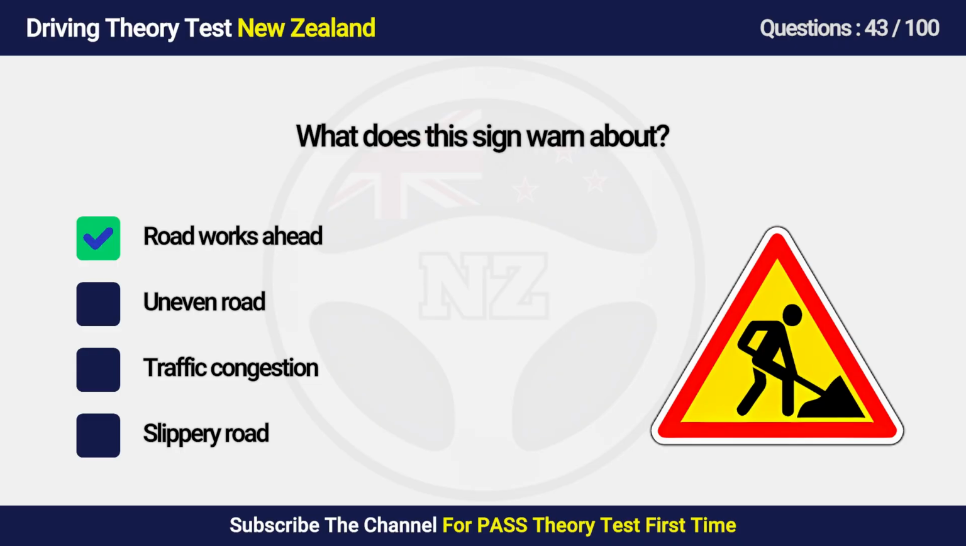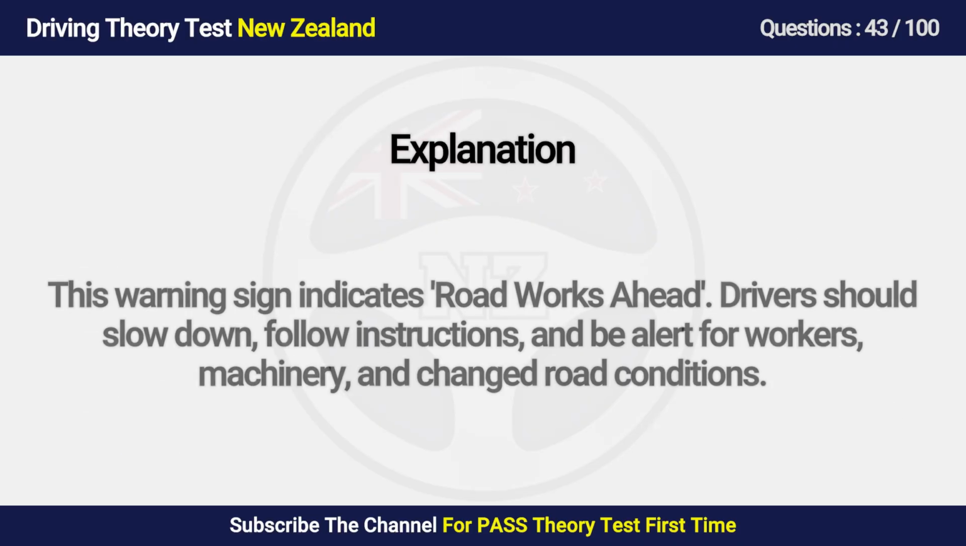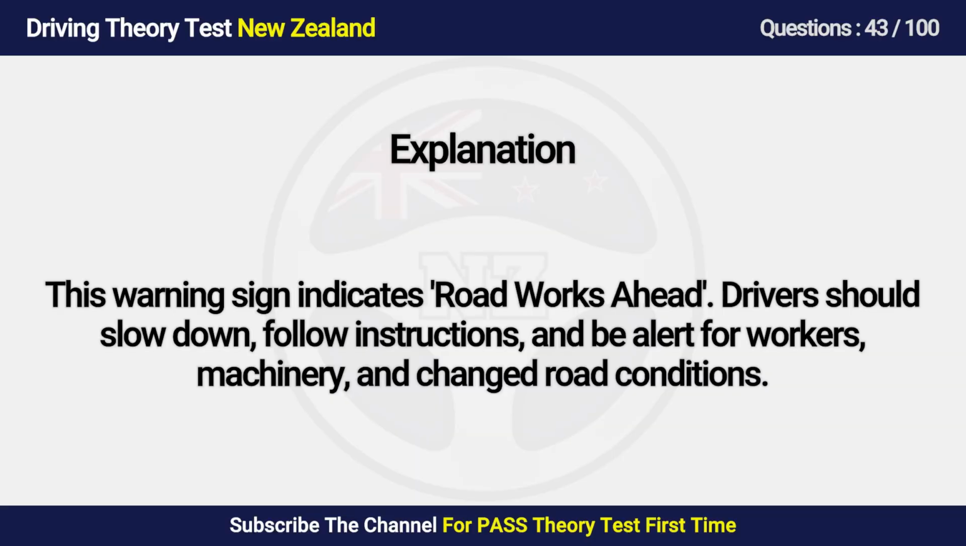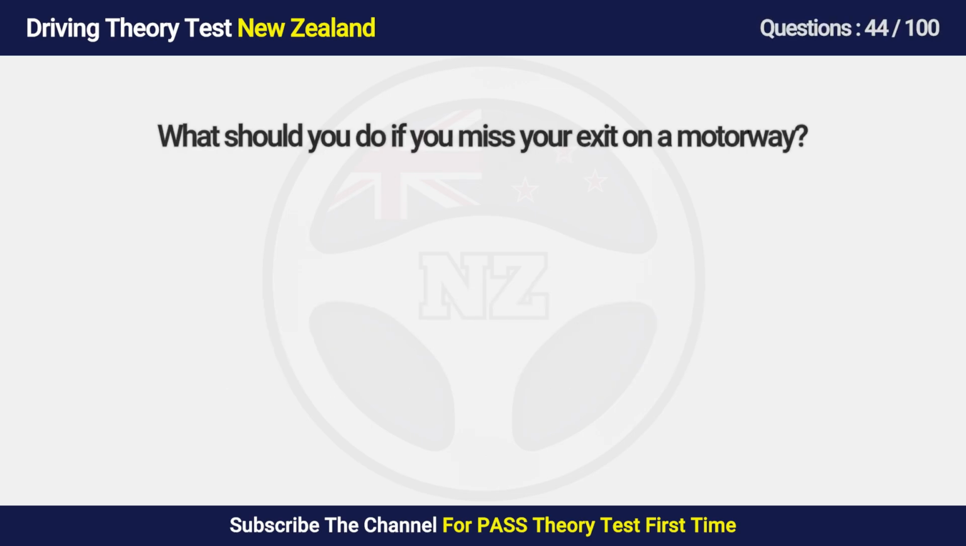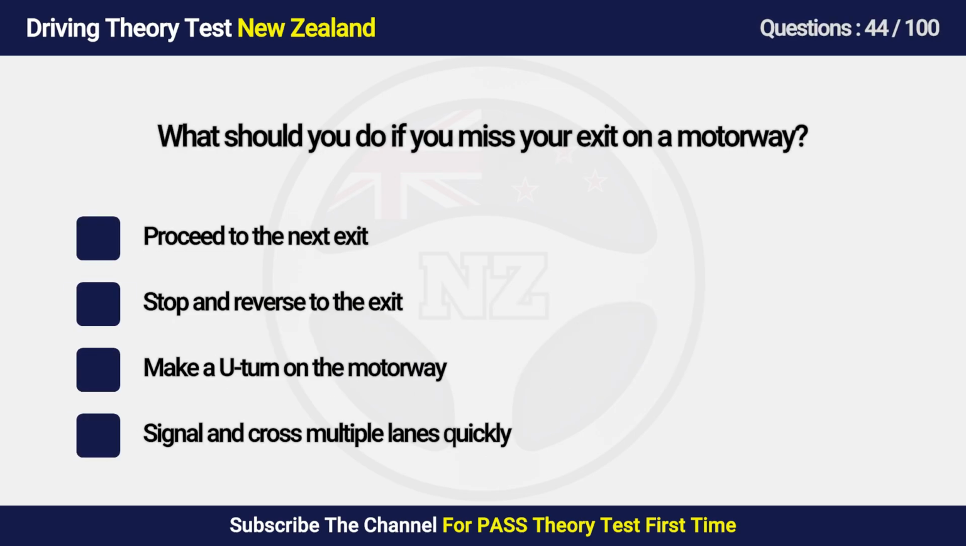Answer is A. Road works ahead. This warning sign indicates road works ahead. Drivers should slow down, follow instructions, and be alert for workers, machinery, and changed road conditions. Question 44. What should you do if you miss your exit on a motorway?